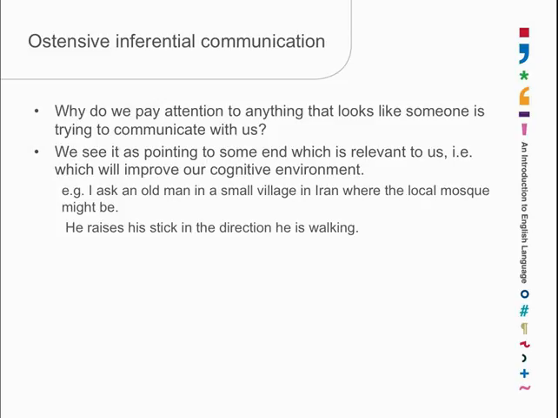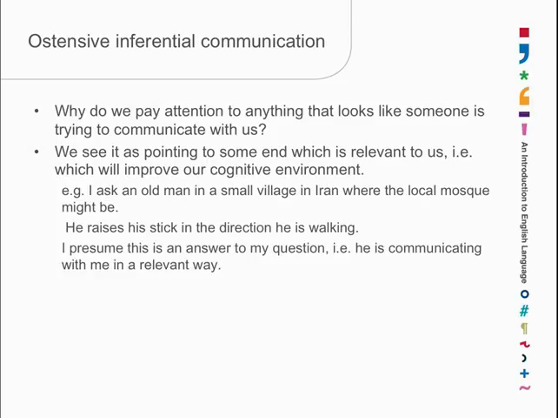Why do I assume that he's trying to communicate? I've done what I can to try and ask a question, and all he's done is raised his stick. Well, he may be doing his morning exercises, but I take it that he's trying to communicate in answer to my question. I presume it's an answer to my question, i.e. he's communicating to me in a relevant way.